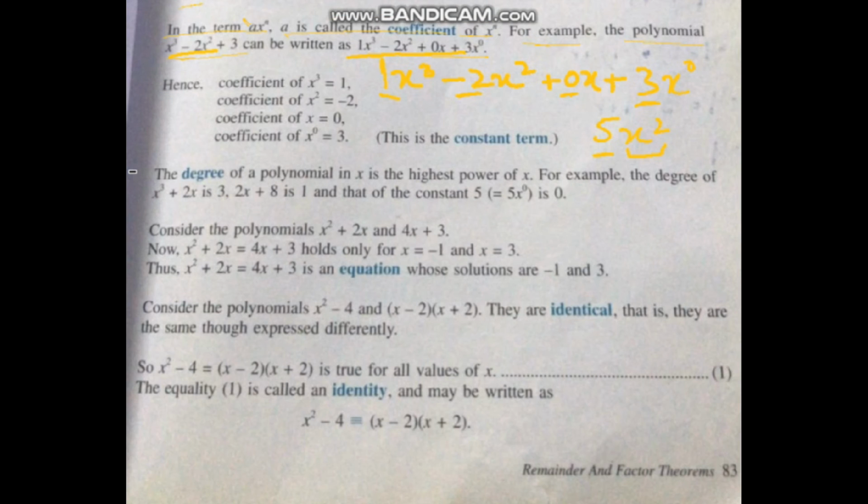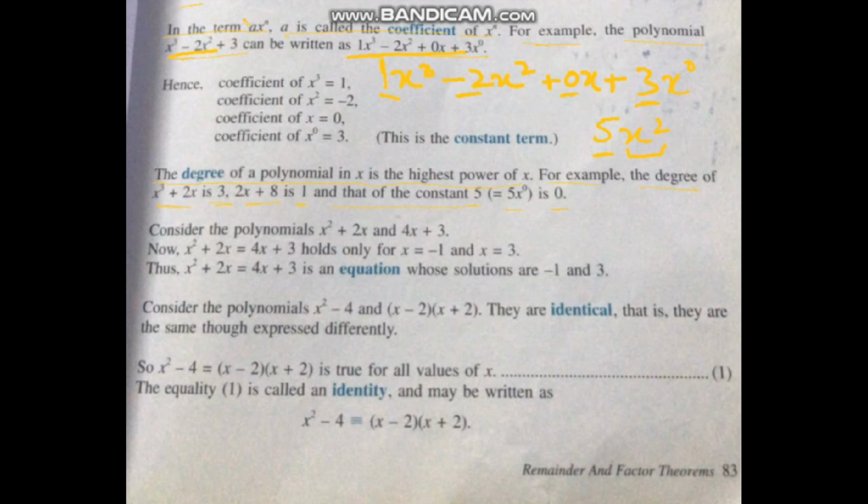Now moving on, they're saying the degree of a polynomial in x is the highest power of x. For example, the degree of x cubed plus 2x is 3, that of 2x plus 8 is 1, and that of the constant 5, which means 5x with power 0, is 0. Now what does that line mean? For example, if we take x cubed plus 2x, let's just write it over here for your understanding.